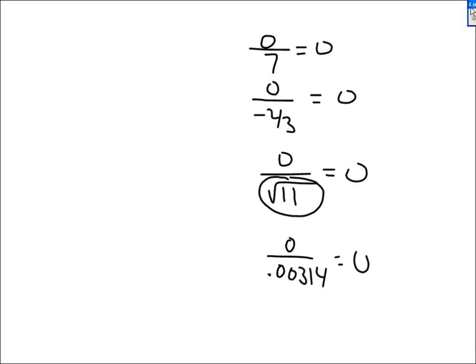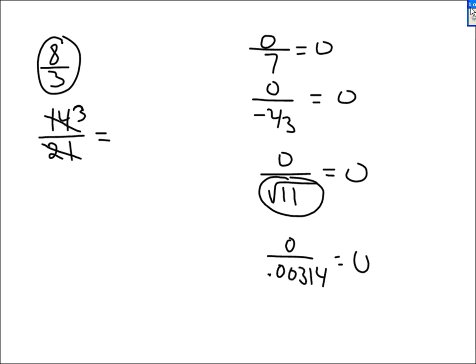If the top and bottom are both not 0, like 8 over 3, well, in this case, 8 over 3 is 8 over 3. But if you had 14 over 21, you can say 7 goes in here 2 times, and 7 goes in here 3 times. So 14 over 21 is the same as 2/3.